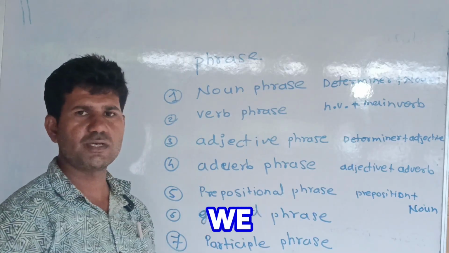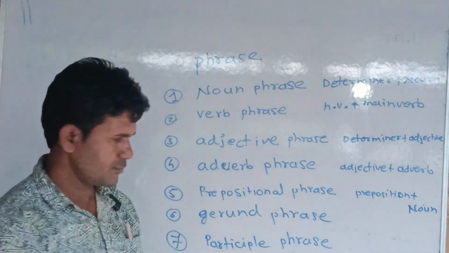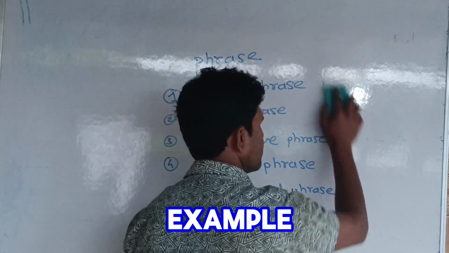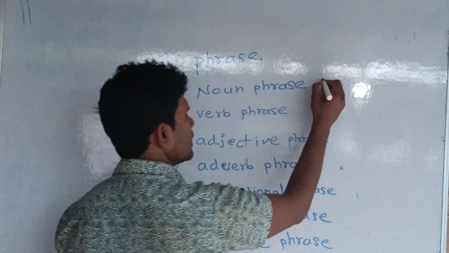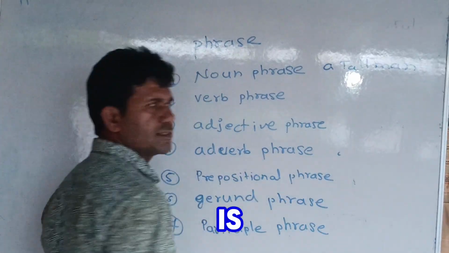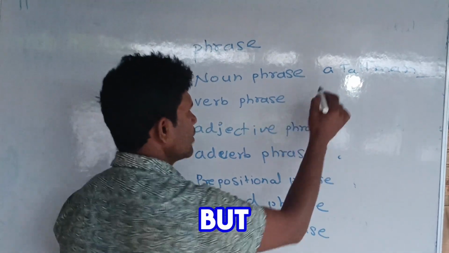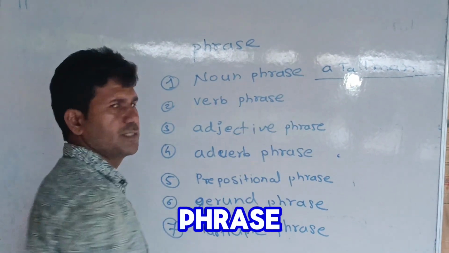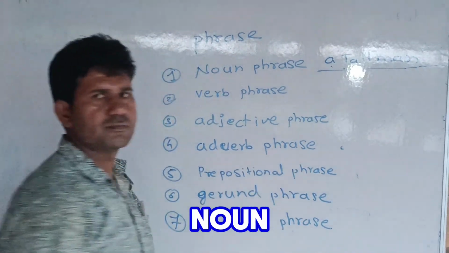These are 7 types that we have studied. We'll go through each one with an example. For example, noun phrase. A tall man is running away or standing. You can continue the sentence, but this group, a tall man, is considered as a noun phrase. It contains article, adjective, and noun.